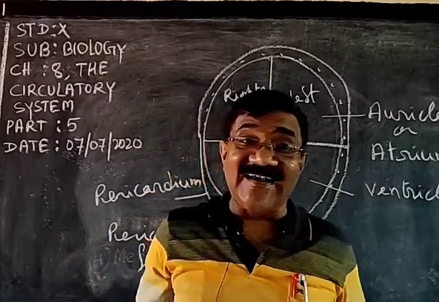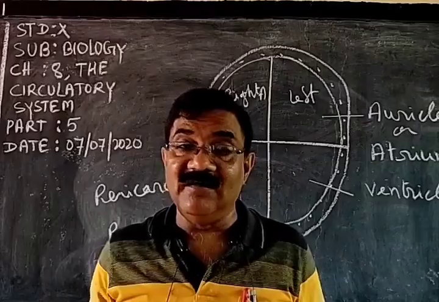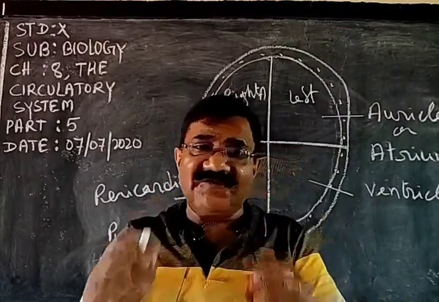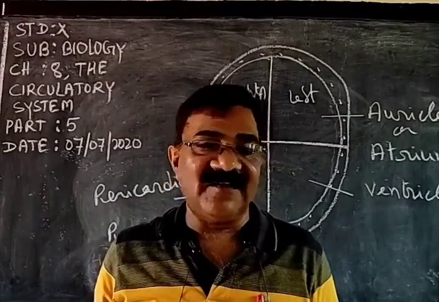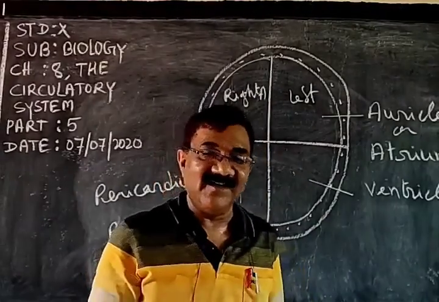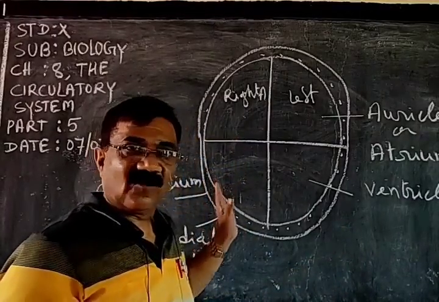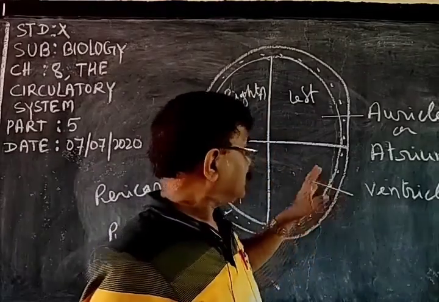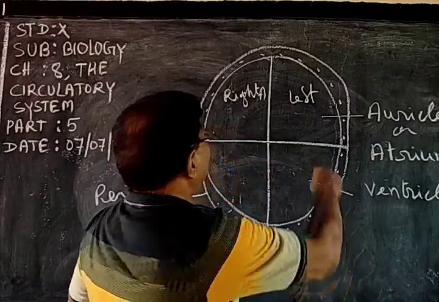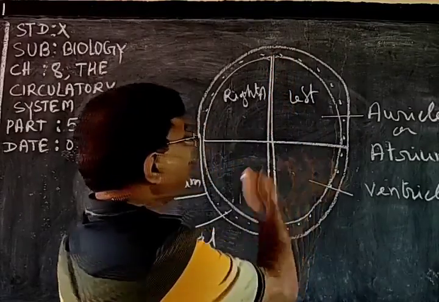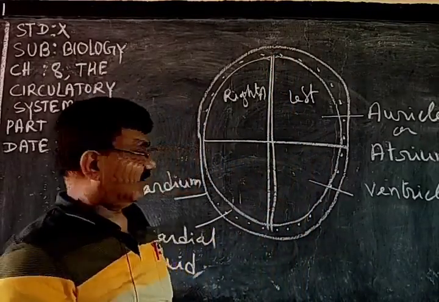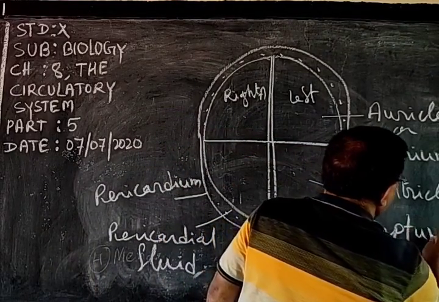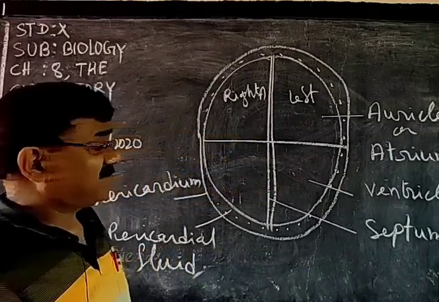And if you become a heart specialist, what will you be called? Cardiologist. And a person who does the surgery of the heart is called cardiosurgeon. Okay. So cardiologist, the doctor who studies about the heart. Now, in the middle between the left and right side of the heart, one valve is there, and the name of this valve is septum. Okay. Now, what is the function of septum?